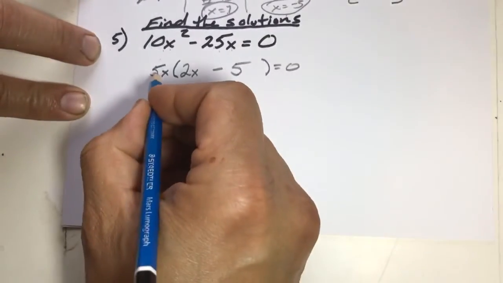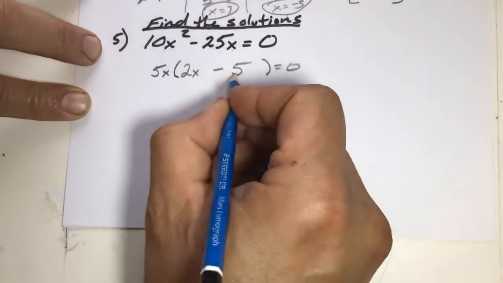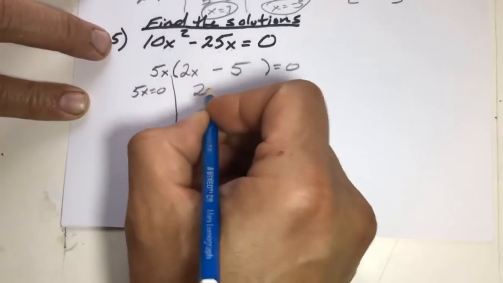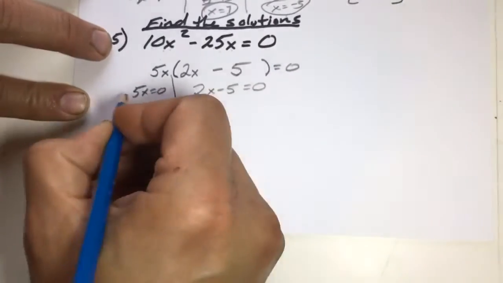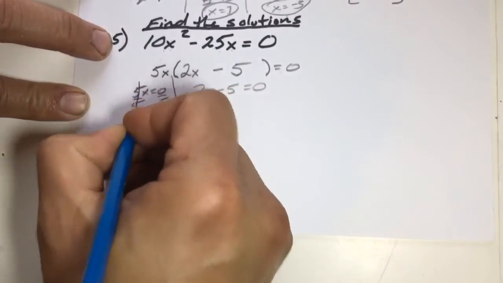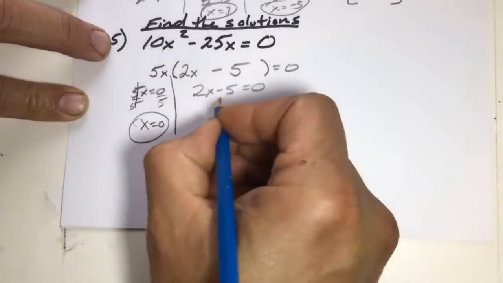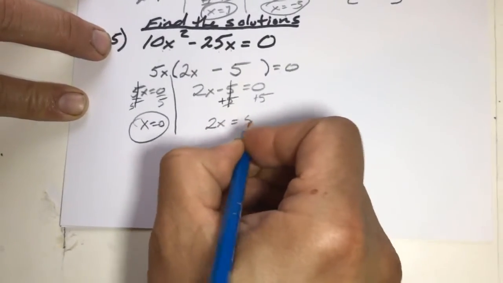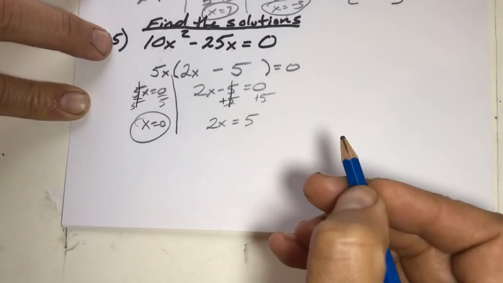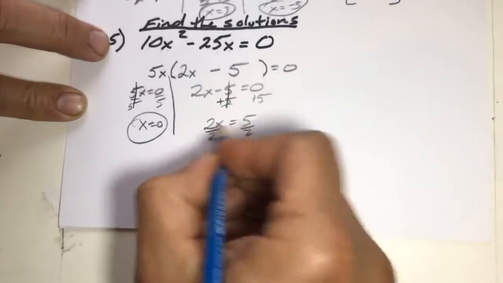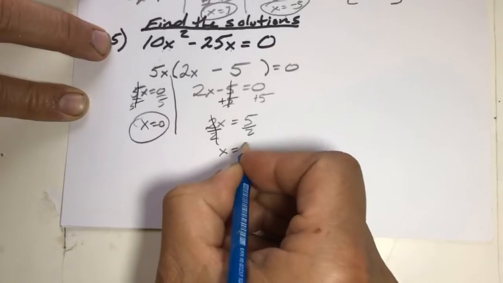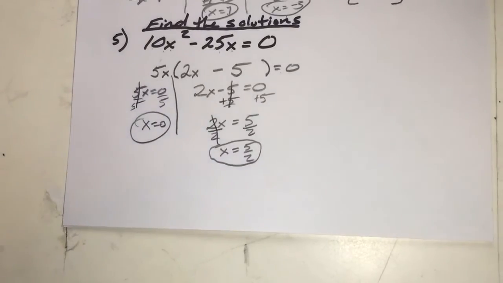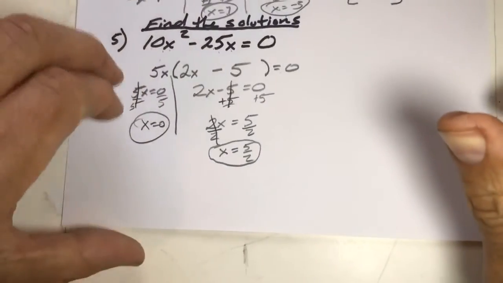And then you treat it the same. This 5x times that parenthesis, and the answer is 0, means one of them is 0. So figure it out, kid. Divide by 5. So one answer is x equals 0. And the other answer is actually going to be more complicated because it takes more than one move to get the x alone. So no big deal. Do it. So x equals 5 over 2. If you want to make that a decimal and say 2.5, I could care less. You're fine with it. All right, so number 5 is done.